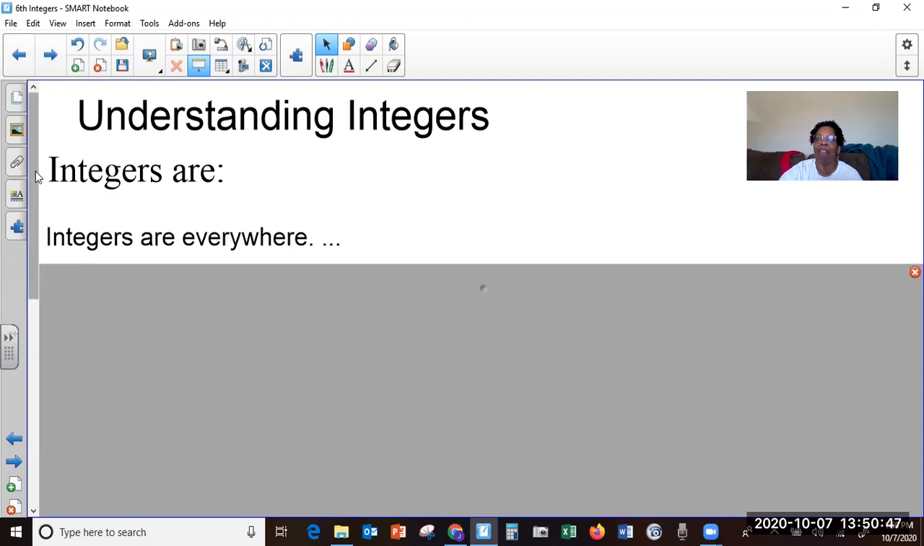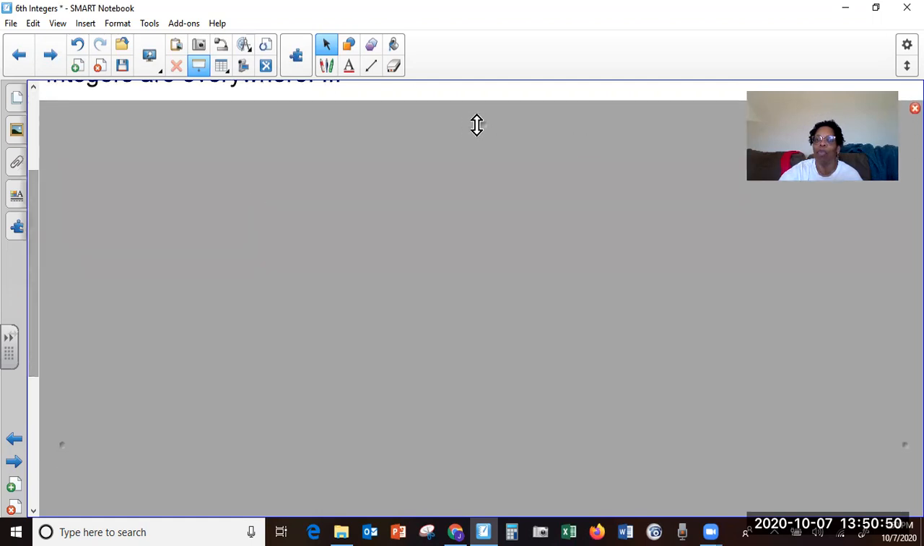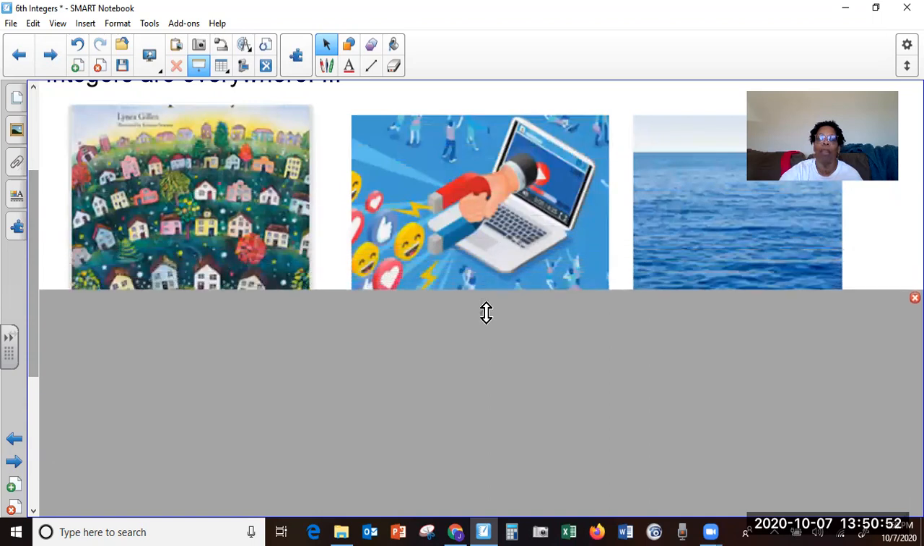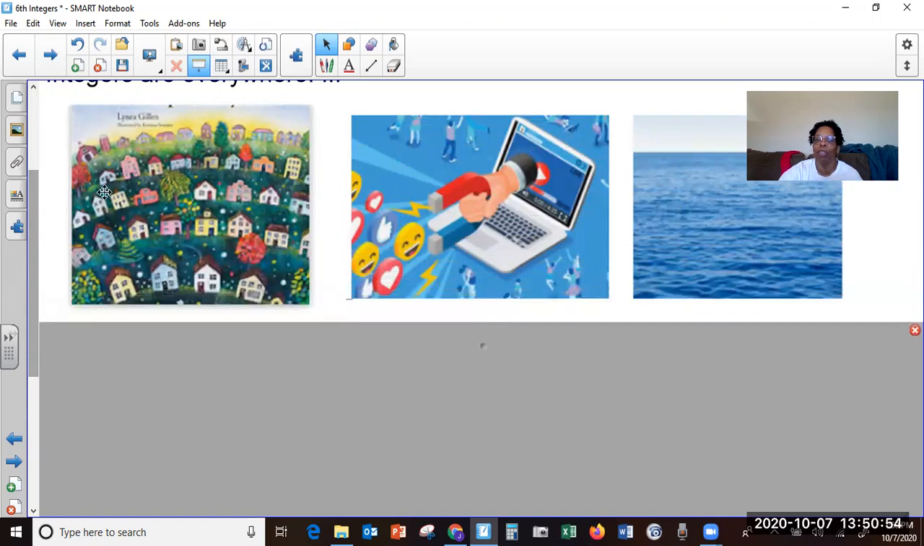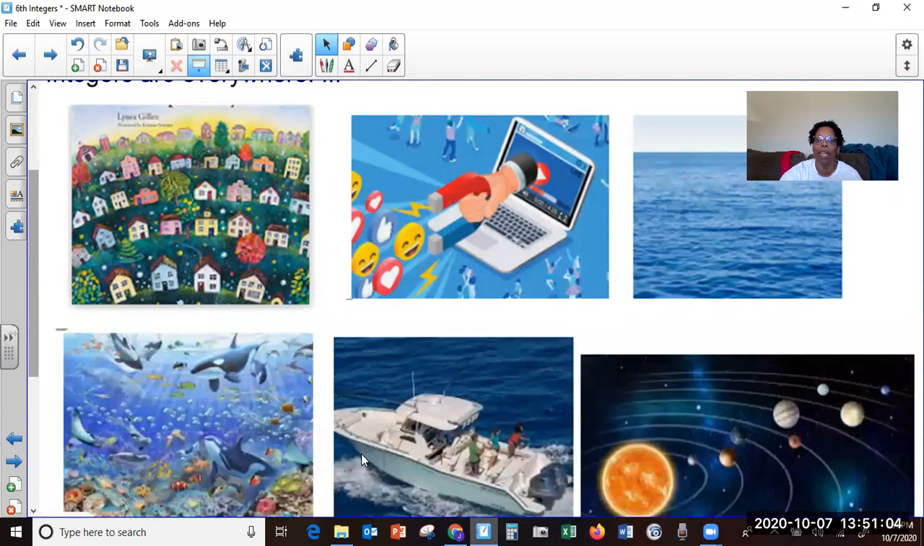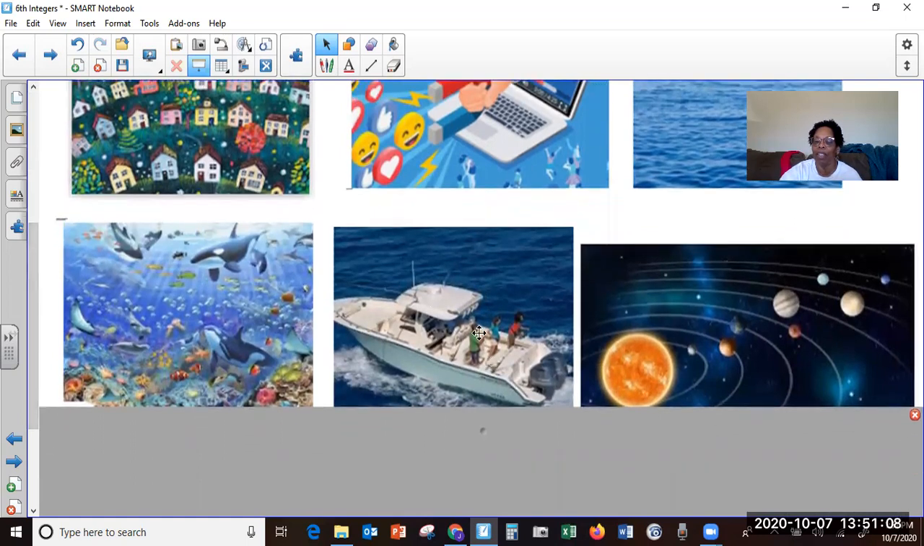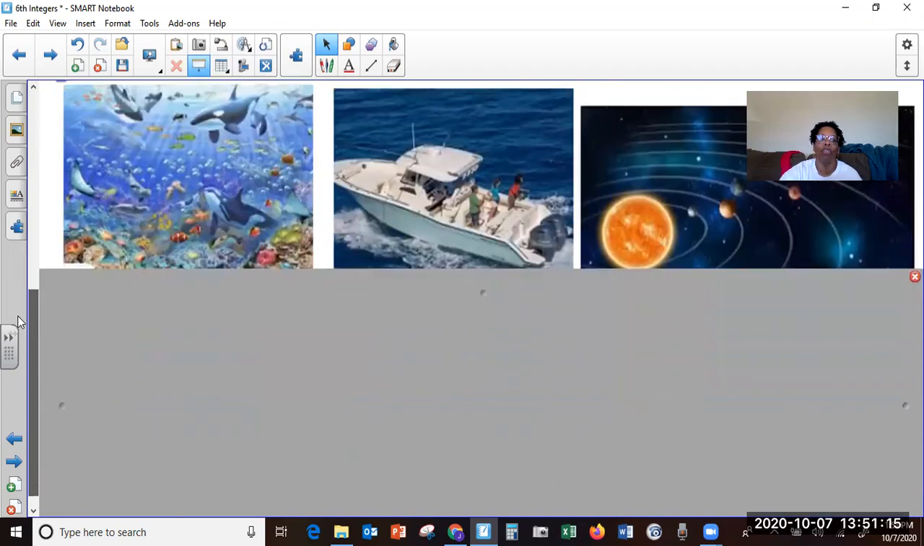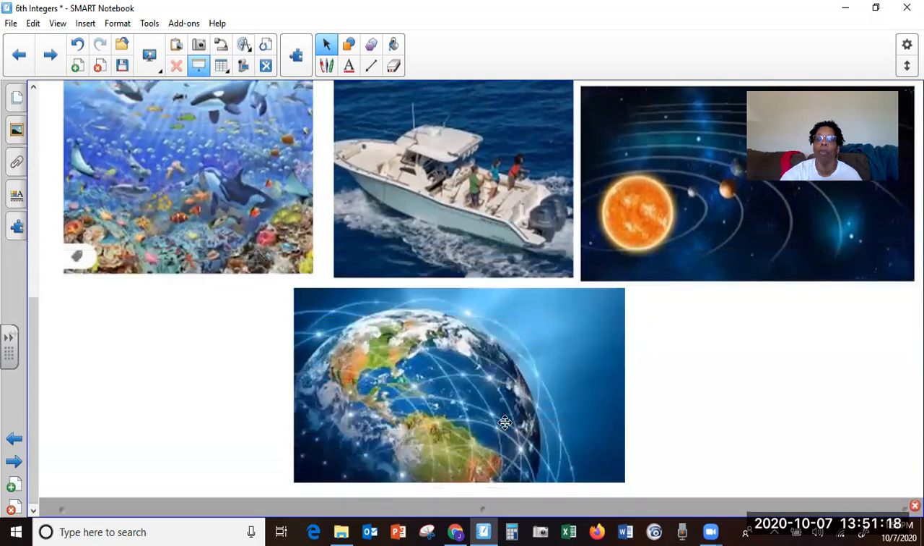Integers are everywhere. Everywhere you go, you'll find integers. We'll find them in our streets, in our village, in our city. We'll find them even coming out of the computer. We'll find them in the water, under the water, on the water. We'll find them in space where the planets are. We'll find integers all over the world.